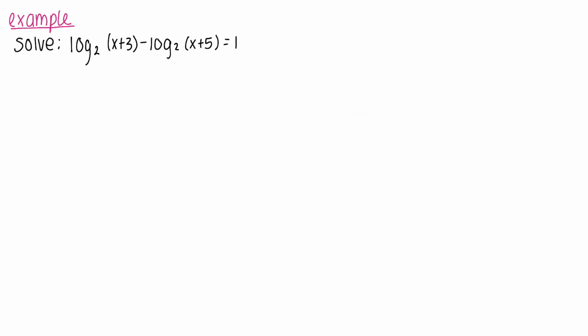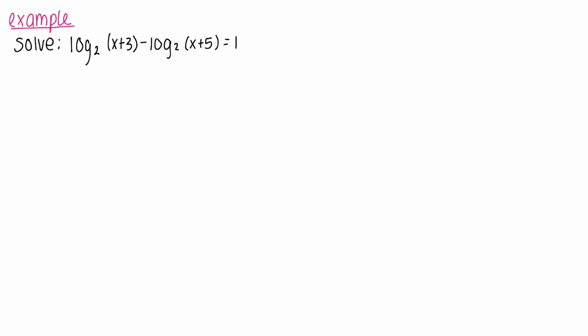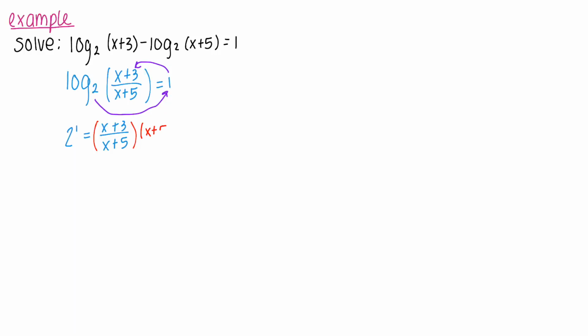So we've had problems where we had the log being multiplied right here. Sometimes there's subtraction. So we're going to do this the same way we dealt with over here, where there is an addition, but instead, because it's a minus sign, it'll be division. So this will combine into x plus 3 over x plus 5 equal to 1. Putting it in exponential form, we have 2 to the 1 is equal to x plus 3 over x plus 5. To get rid of the denominator, we multiply by x plus 5 on both sides. That will cancel the denominator, so we have 2 times x plus 5 is equal to x plus 3.